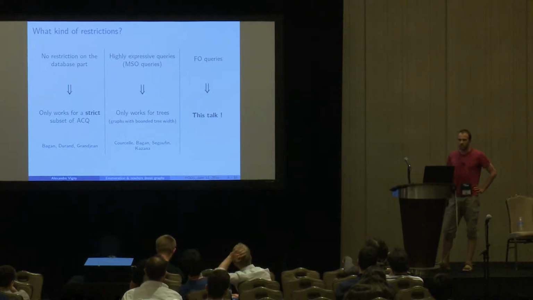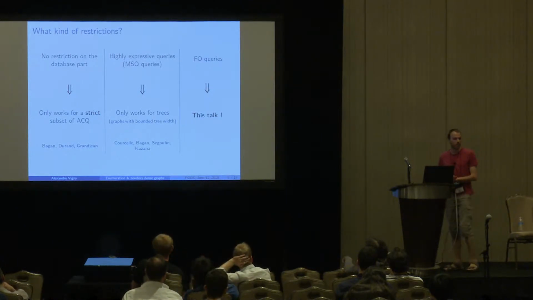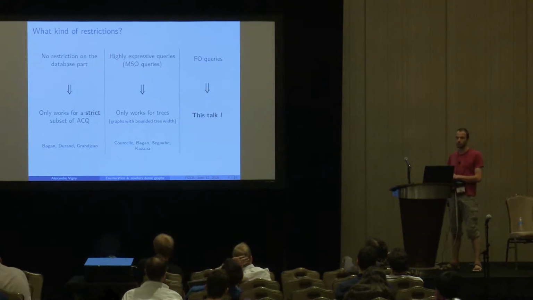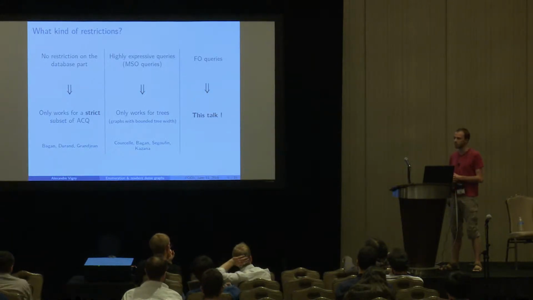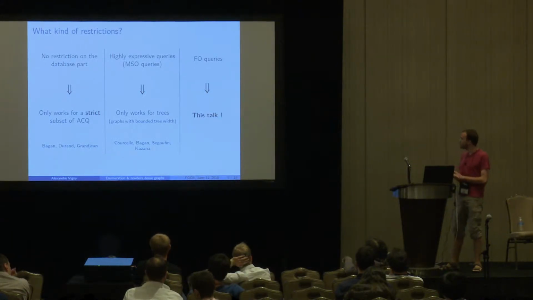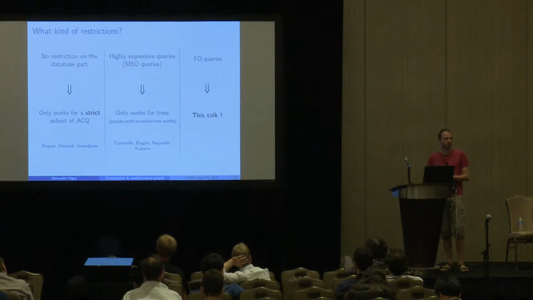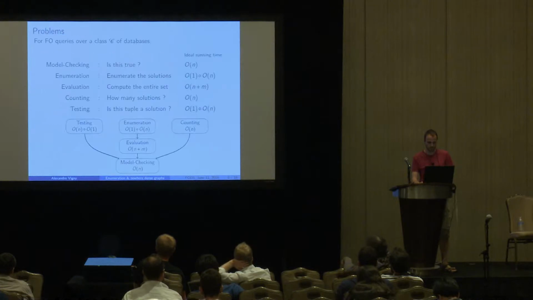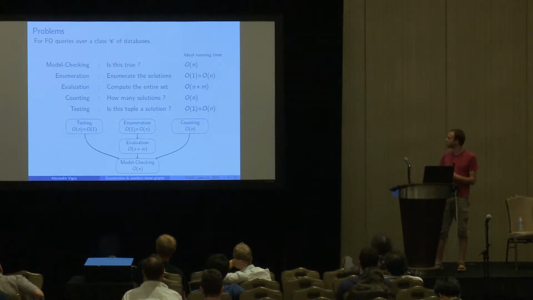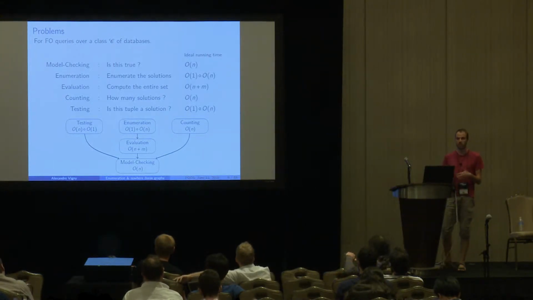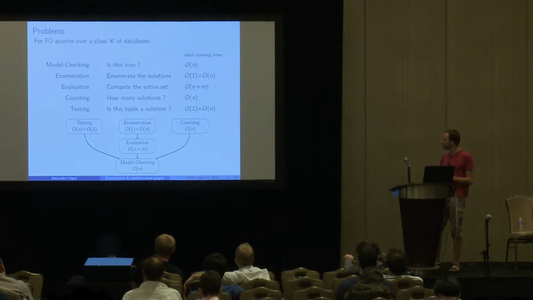Another setting is when you want to work with highly expressive queries, like MSO queries. And here we'll have to put really huge restrictions on the database part of the input, and it will only work for trees and graphs with bounded treewidth. And the third setting is what happens if we look at first-order queries, which is what I'm going to present. So before mentioning the restriction, we'll link the enumeration problem to other problems and see, for those problems, what good restrictions have been used.